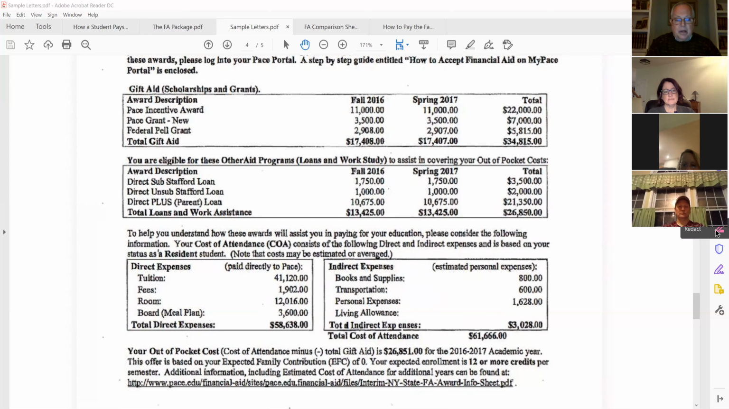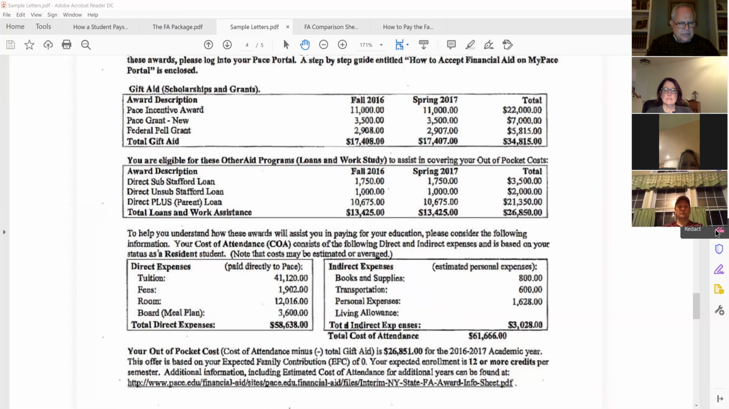Here's another thing to keep an eye on. Direct PLUS parent loan. A lot of schools will pad their offer with the parent loan. This is the part of this letter I don't like, that they've stuck that in there. $21,000 a year. They're saying the parent is going to take a loan to cover that piece of the cost. So this is not really a fair comparison of what they're getting versus cost.